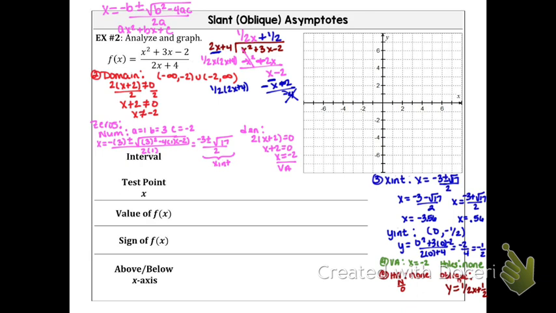All right, then step 6 is symmetry. So for symmetry, we're going to plug in -x for x. I'm just going to do it to the original. This gives me x squared minus 3x minus 2 over -2x plus 4. Some of them change signs, but not all of them. So this is neither even nor odd. So there's no symmetry.